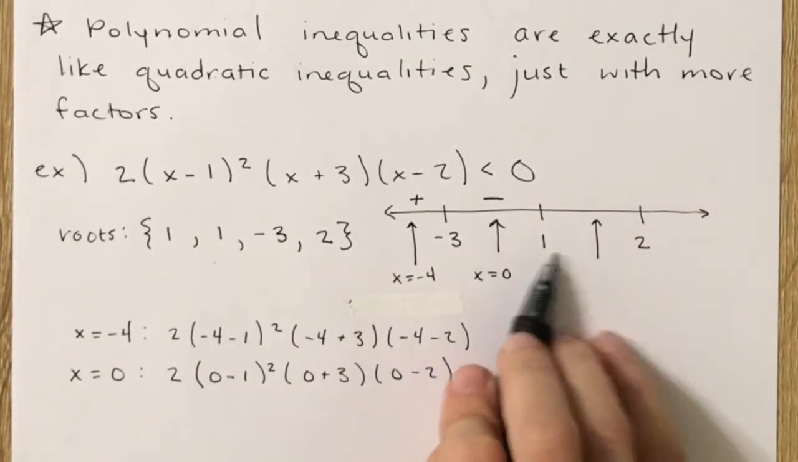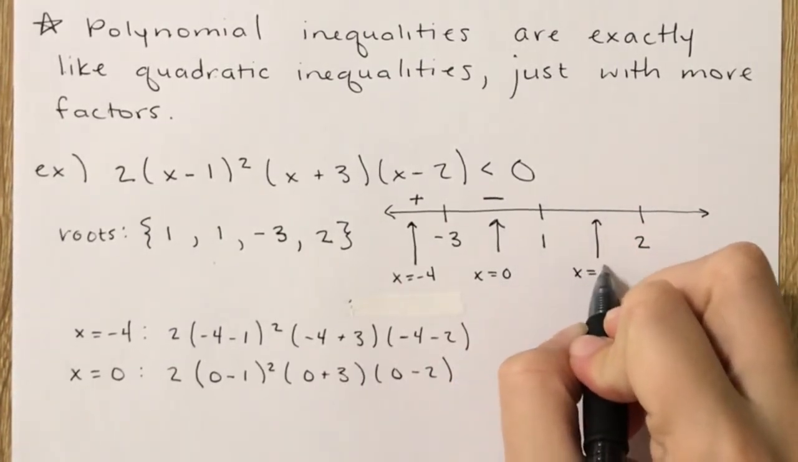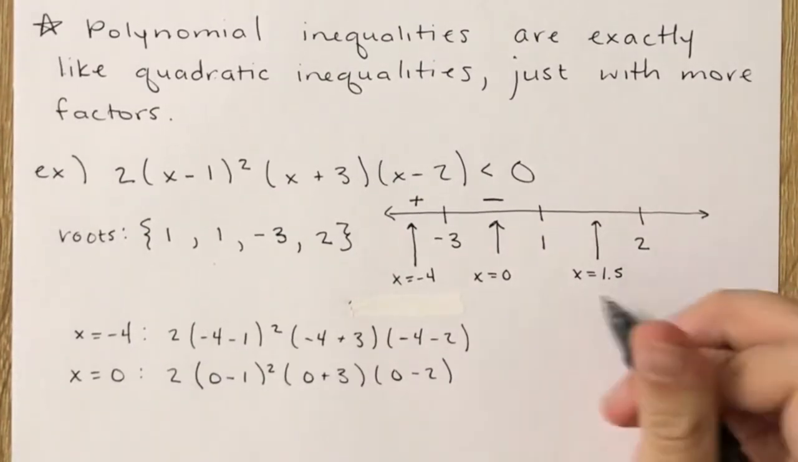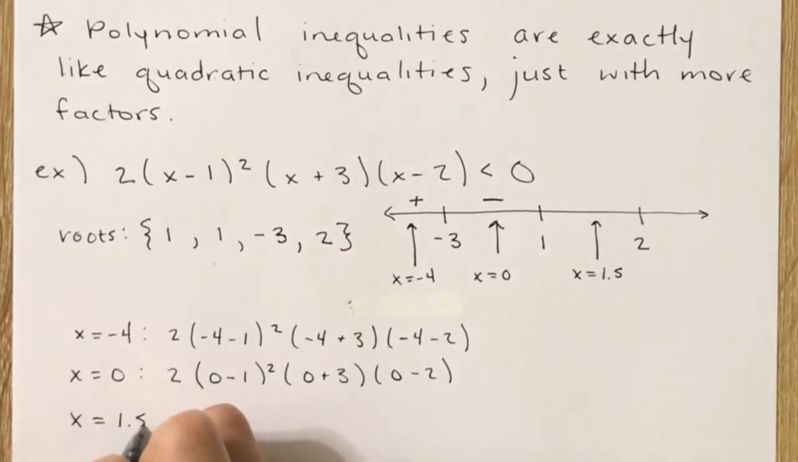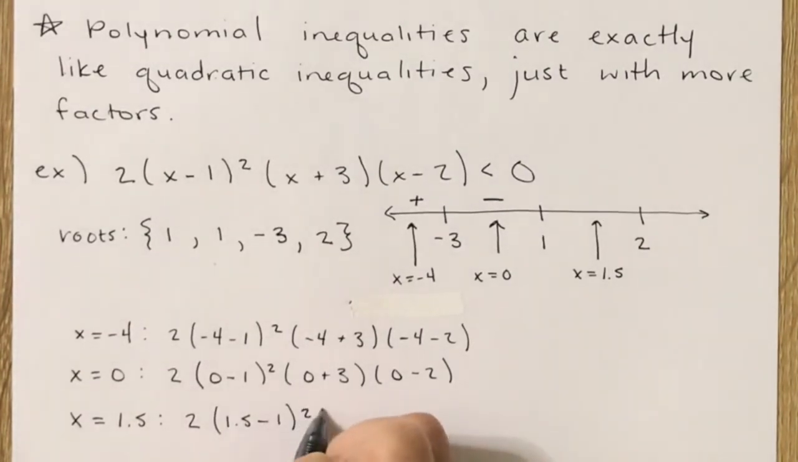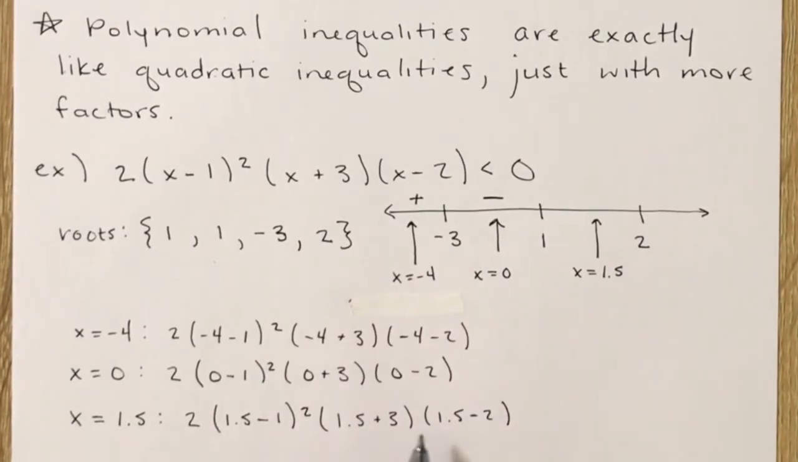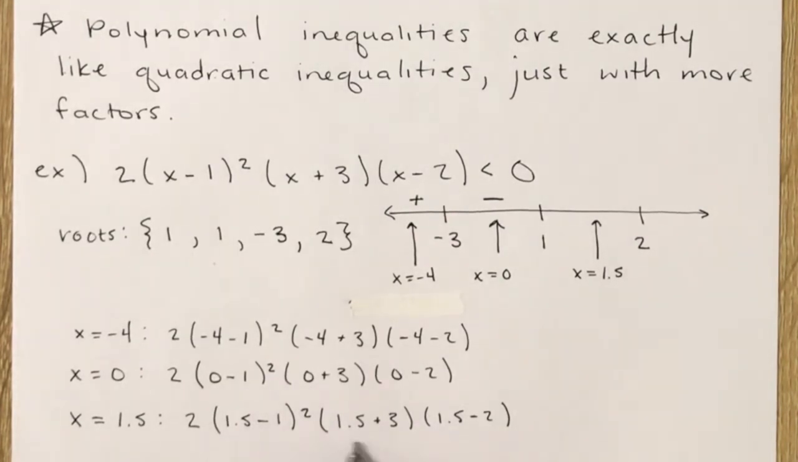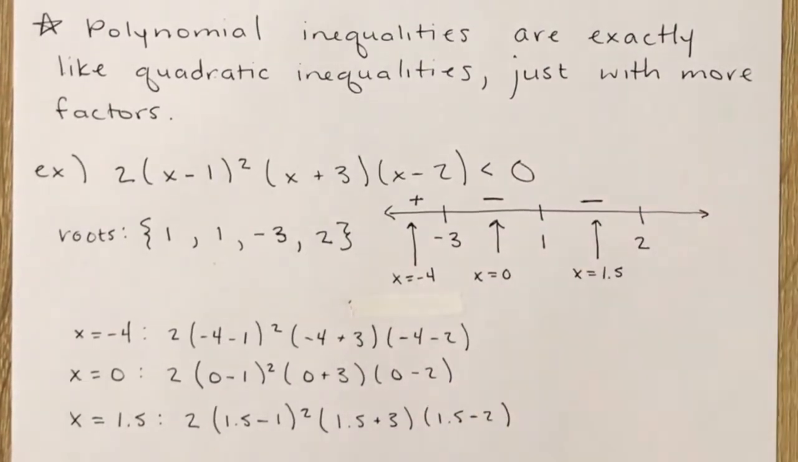So here we have 1 and 2, so we need to pick something between. We've been picking integers so far, but it's totally okay for us to pick a decimal. Let's pick 1.5. So 1.5, if I plug that in, I have 2 times (1.5 minus 1) squared times (1.5 plus 3) times (1.5 minus 2). I get positive, positive, negative. Positive, positive, negative gives me a negative again.